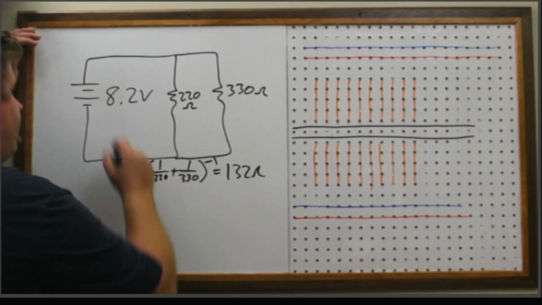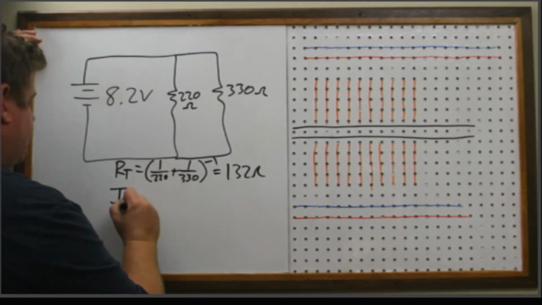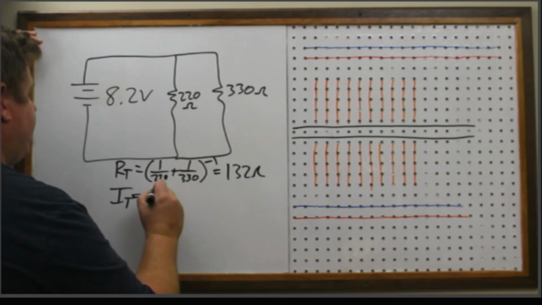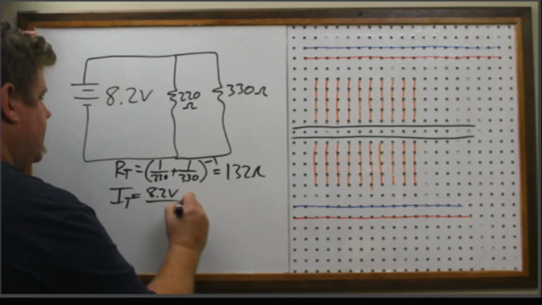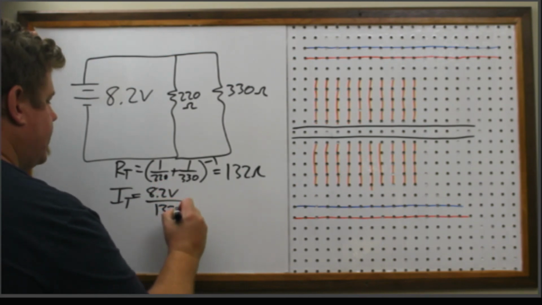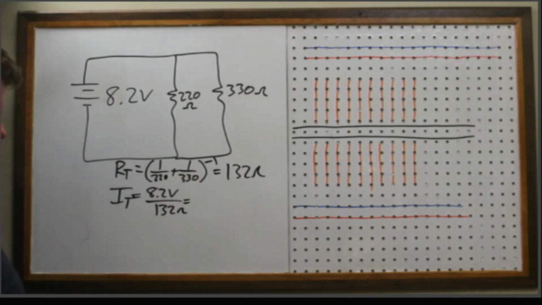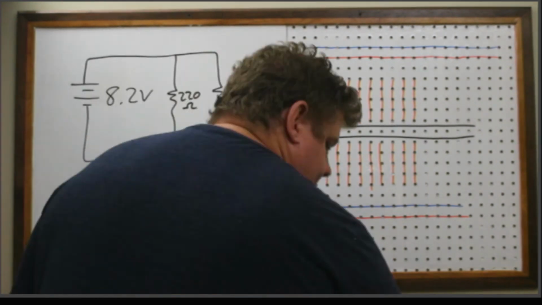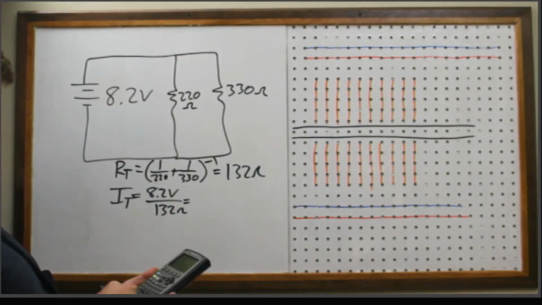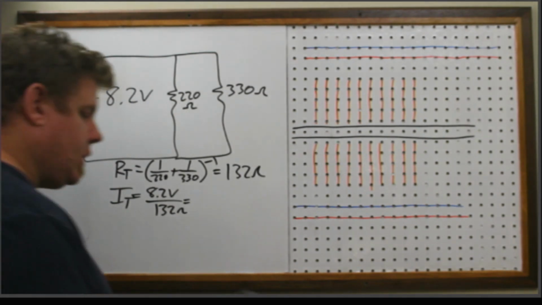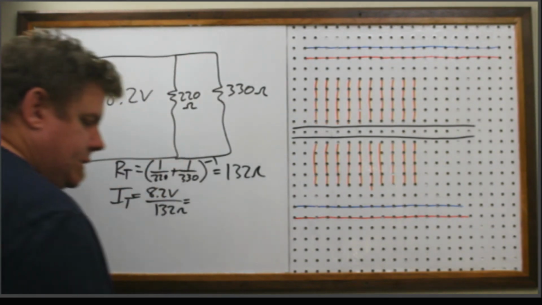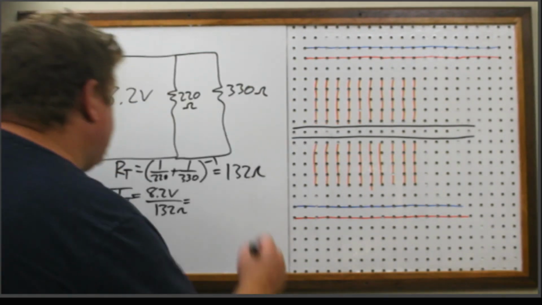Now I can go ahead and find the total current here. So the total current, I have 8.2 volts divided by 132 ohms. And what do we have here? Divided by 132. So my total circuit current is 62.1 milliamps.